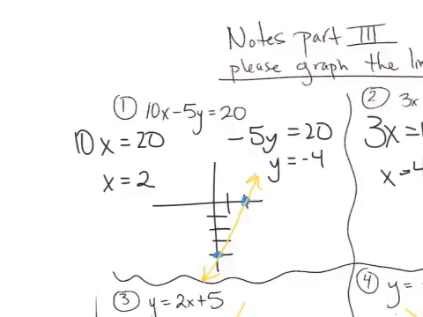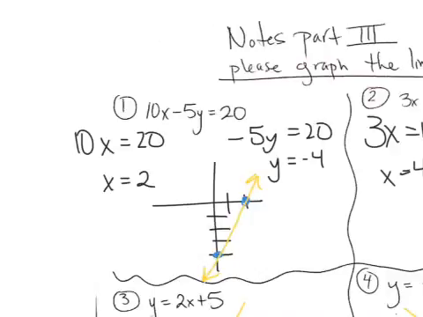Okay, so here's notes part 3. We're graphing. This is called standard form, and we break it up where we set the x stuff equal to 0 and the y stuff equal to 0. So we get the x equals 2 by dividing, and we get that y equals negative 4 by dividing. And so we graph these points. These are called intercepts, and we connect them to get our line.